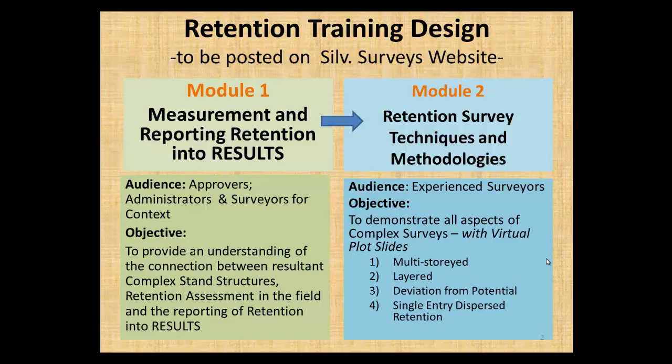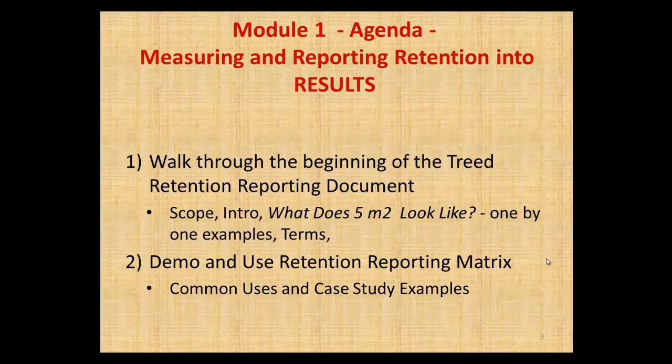So let's move along. Here's the agenda for today's module, measuring and reporting retention into results. Basically, we'll walk through the beginning of the tree retention reporting document. We'll touch on the scope and the intro on that document. I'll try to go over what 5 square meters per hectare looks like, and one by one go through the examples of the terms that are contained within that document. That's the foundational document, the target document for this module, on how it gets applied.